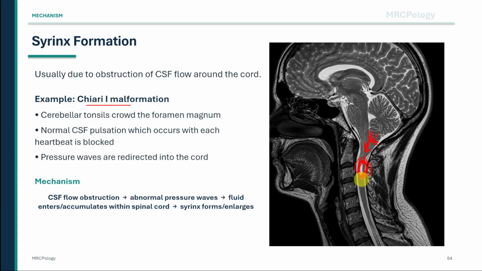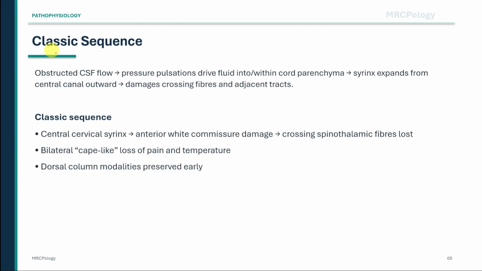This is why syringomyelia is not just a static anatomical abnormality. It can be slowly progressive. The pressure dynamics continue, the cavity may enlarge, and different neurological structures become involved over time. Now let us connect the pathology to the clinical features.